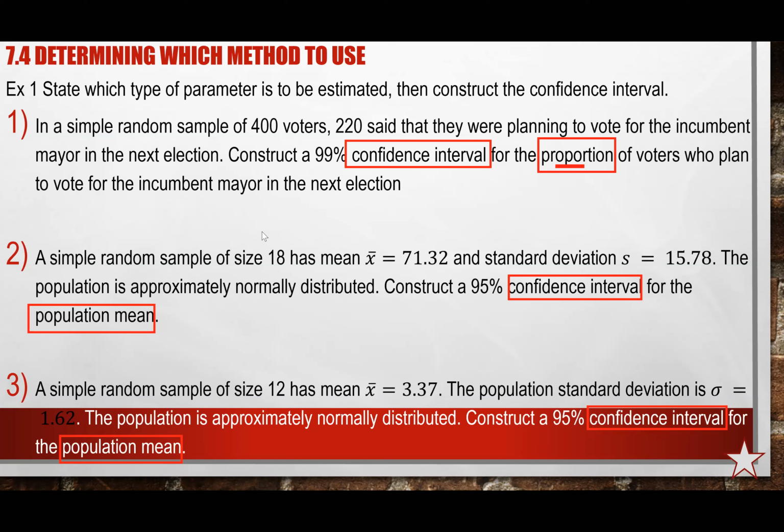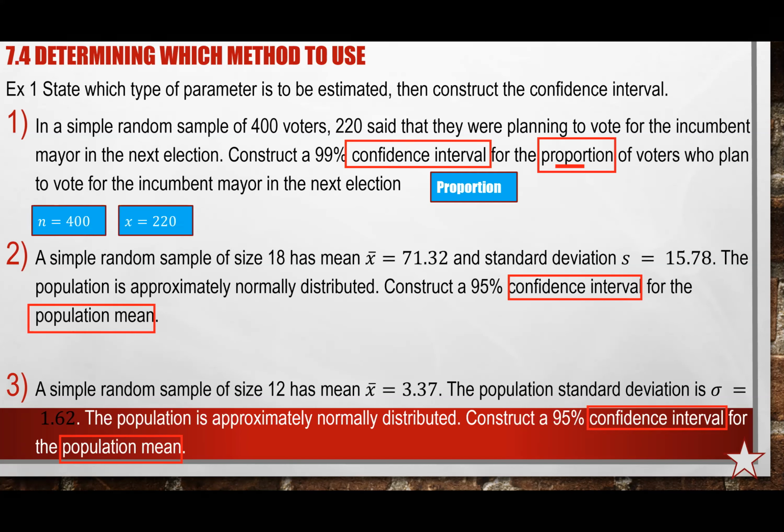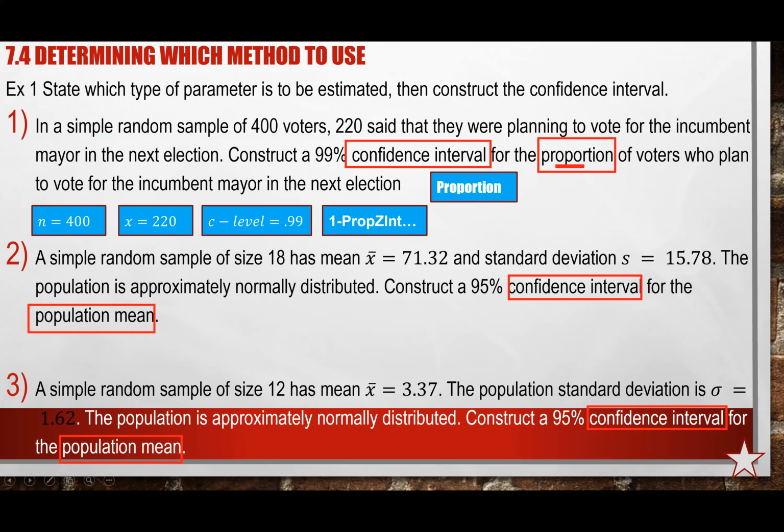If you look at one, very easy, we know that they ask us for a proportion. And if they ask us for a proportion, we will use the one proportional Z interval. And if we use the one proportional Z interval, what do we need? Well, we need an N, which is the total. We need an X, which is the people who will vote in this case. And we need the confidence level. So everybody see the N. And if you go in again, the information behind is we have 400 voters and 220 of them plan to vote for the next mayor, right? And they ask us to construct this confidence interval: what is the percentage of the people voting for the next mayor?